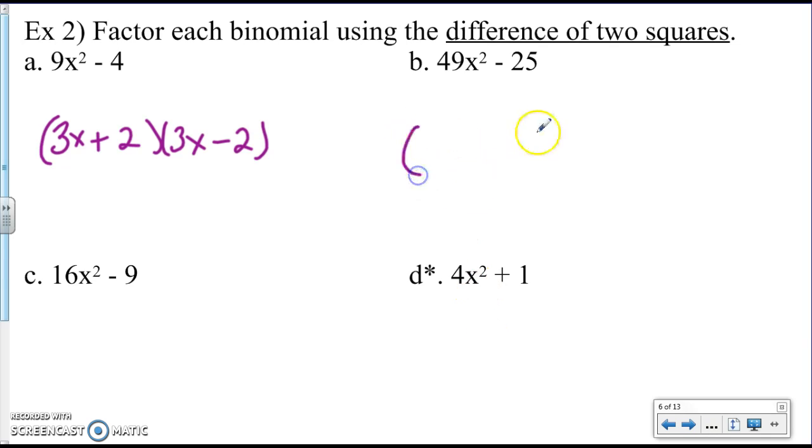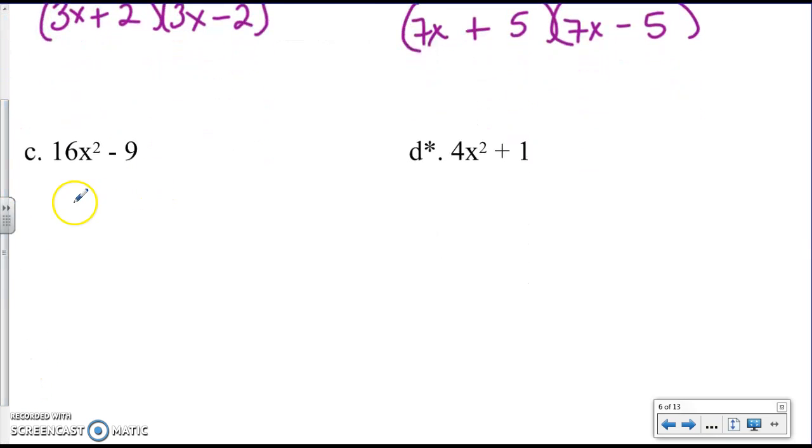Okay, let's do this again. Square root of 49x squared is 7x. Square root of 25 is 5. And then there's a minus sign in the middle, so I can do a plus and a minus. Okay, for C, square root of 16x squared is 4x. The square root of 9 is 3. Make 1 plus and 1 minus because I have a minus in there.